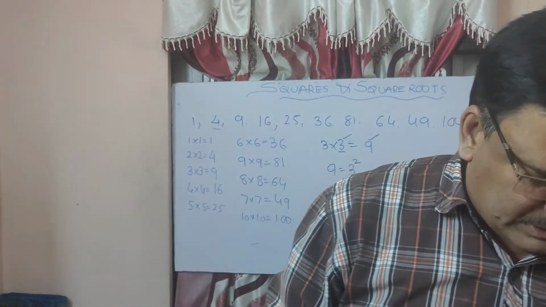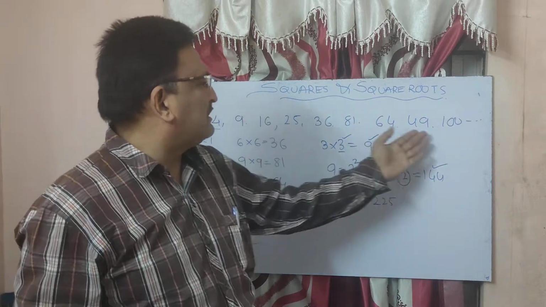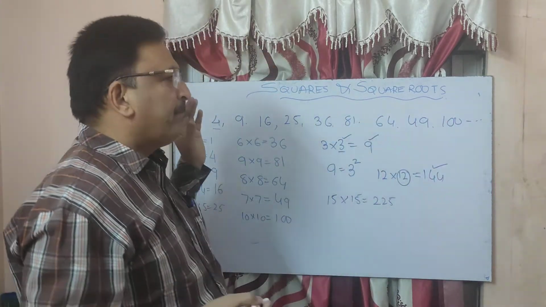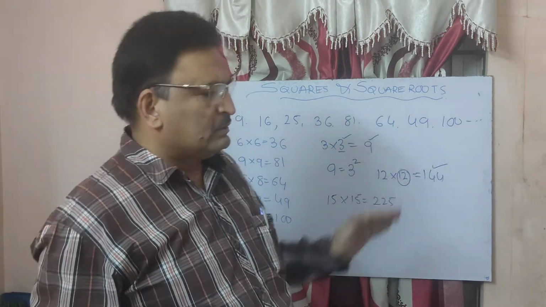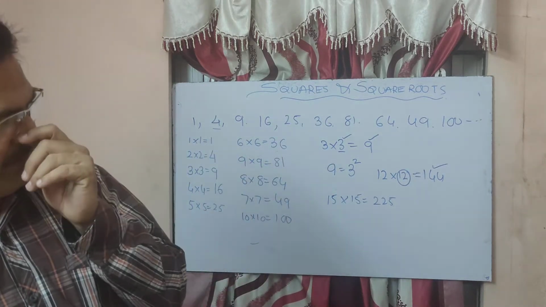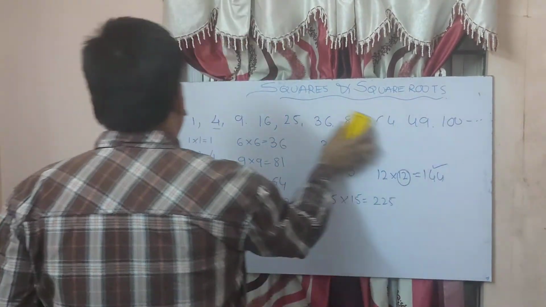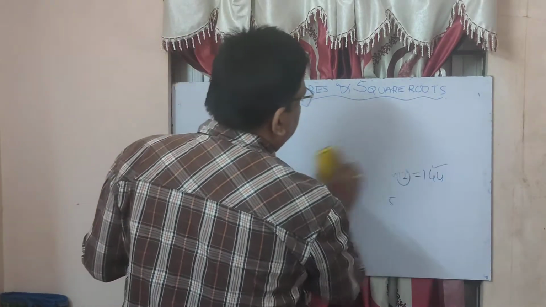Now you understood square numbers. What do we mean by square numbers? All these are called perfect squares. Now let us study some of the properties of perfect squares.